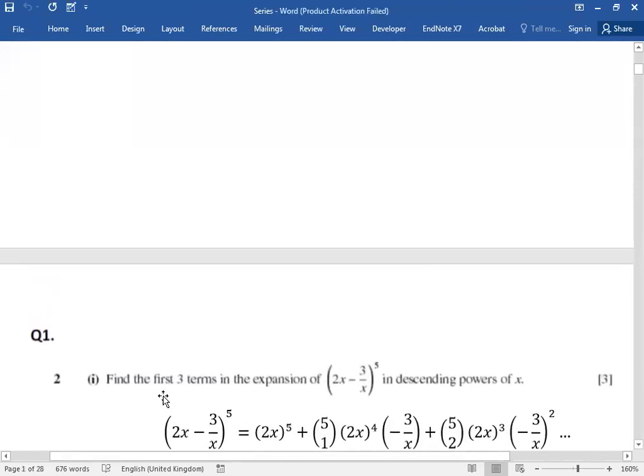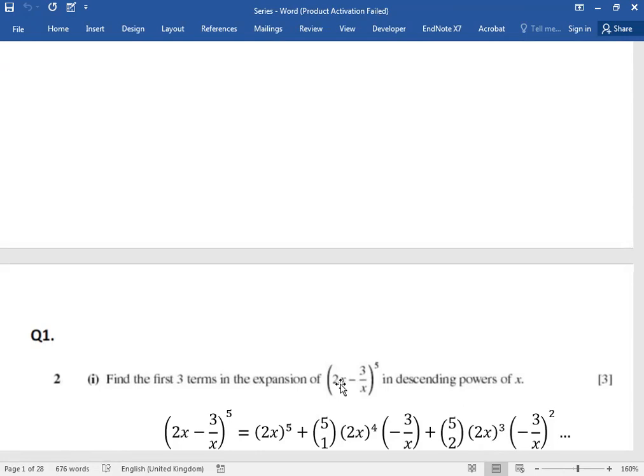Okay, let's do this one. Find the first three terms in the expansion of (2x minus 3 upon x) to the power 5 in descending powers of x. Remember the expansion that we did, it was (a + b) to the power n. But this one involves a negative sign in the middle, right? Something that is subtracting. So what do we do? We associate the negative sign with the second term. So now if I ask you what is a in this question, you'll say 2x. And if I ask you what is b in this question, minus 3 upon x.